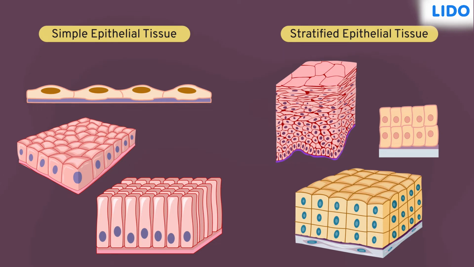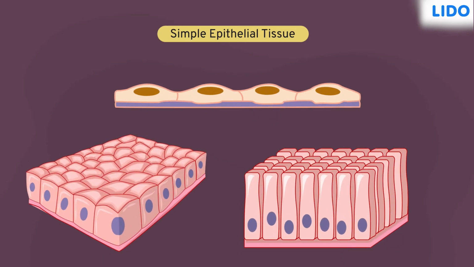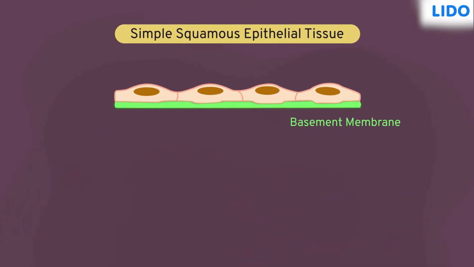Like all buildings have a base on which they stand, similarly, all the cells of the epithelial tissues are present on a basement membrane. Based on the shape of the tissue, the simple epithelium tissues are further divided into three types. The first tissue is called the simple squamous epithelial tissue.